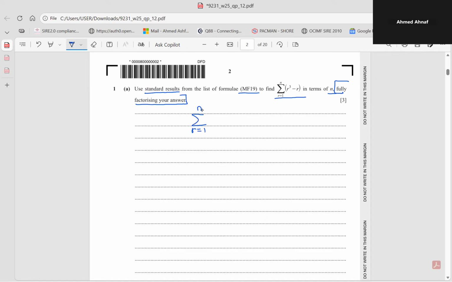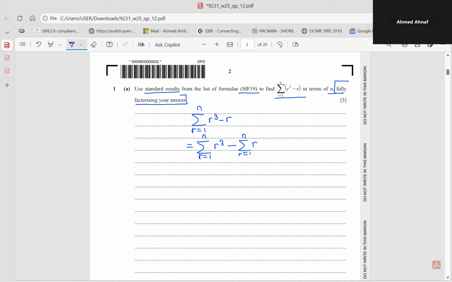So, let's copy everything down. And now let's split this whole summation into two separate summations. So you just split them up, just like you know how you do integration and differentiation of sums, right? So we have the summation of r cubed minus the summation of r, both of them from r equals 1 all the way to n.